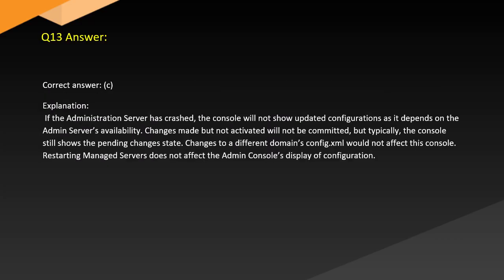Answer. Correct answer: C. Explanation. If the administration server has crashed, the console will not show updated configurations as it depends on the admin server's availability. Changes made but not activated will not be committed, but typically the console still shows the pending changes state. Changes to a different domain's config.xml would not affect this console. Restarting managed servers does not affect the admin console's display of configuration.